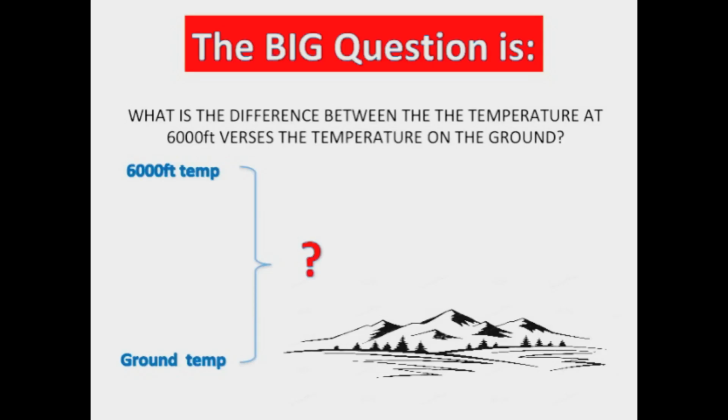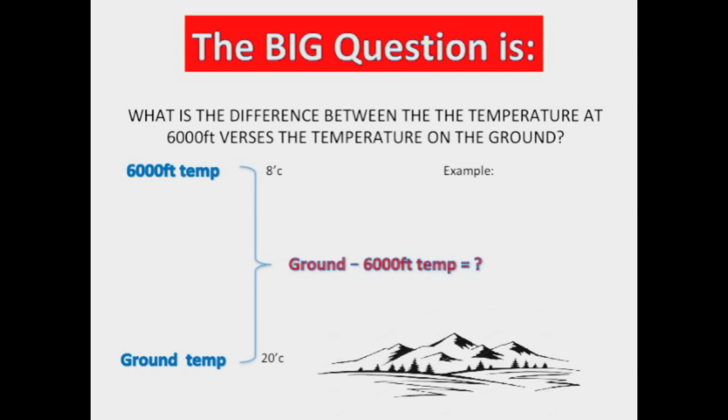Now, the big question is, what is the difference between the temperature at 6,000 feet versus the temperature on the ground? This is the area that we most commonly fly in, between 6,000 feet and the ground. Okay, for our first example, we're going to say that at 6,000 feet it's 8 degrees, we figured that out, and on the ground it's 20 degrees. I'm going to show you where you can find that information shortly, but let's carry on with this for an example.